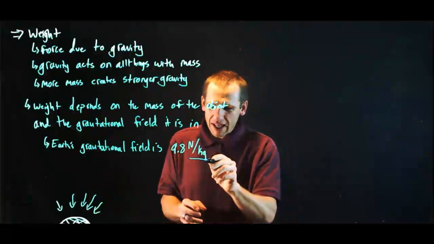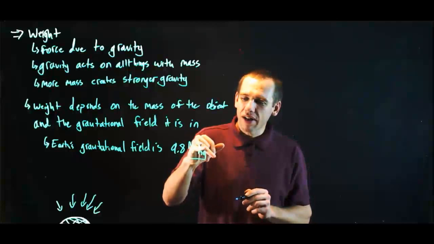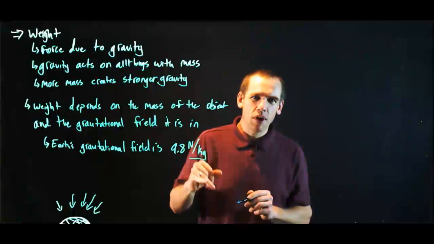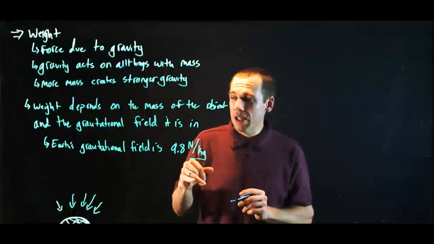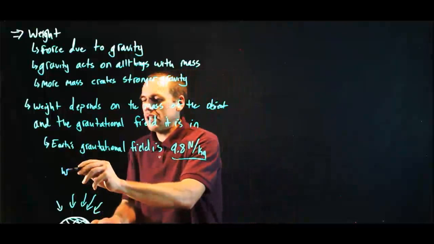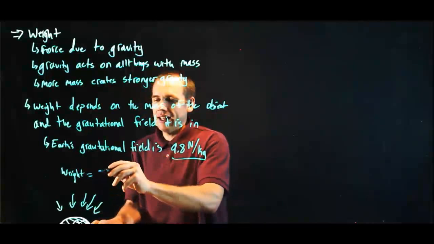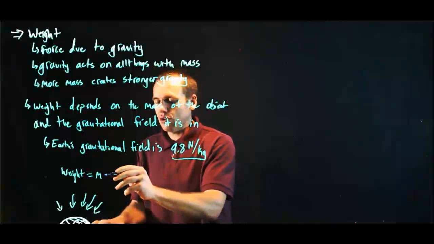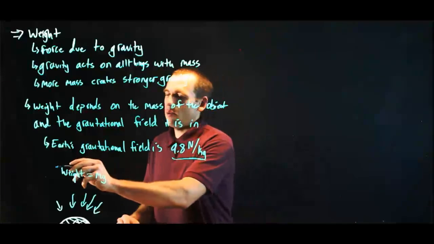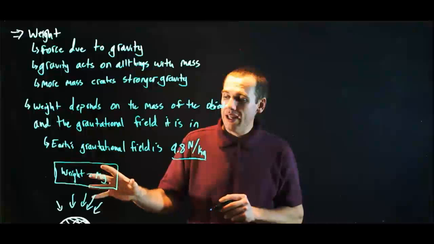So if we look at what that unit says, that's a comparative unit, right? It says for every kilogram of matter in this field, that object will experience 9.8 newtons of force. And what that means is we can use this to calculate weight. We can say that the weight on Earth of an object is given by its mass times the strength of the gravitational field. Alright, so this formula right here, weight equals mass times the strength of a gravitational field, is how we calculate weight in general.